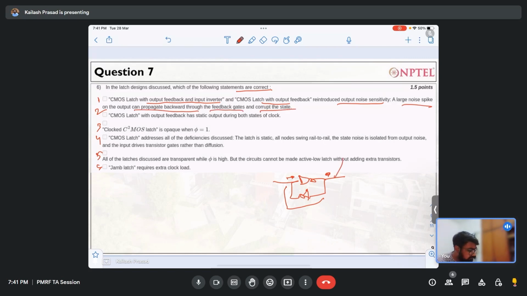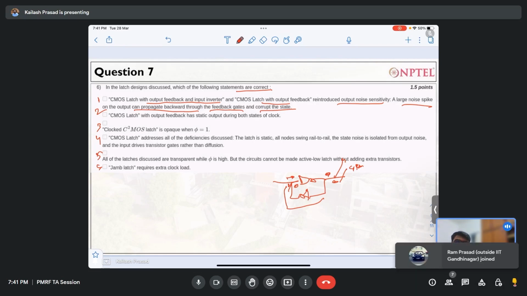If there is a very large noise, suppose the output is 0, and there is noise of 450 millivolt or 500 millivolt above threshold voltage, what will happen? It was earlier 1, and because of this noise, it can become 0. For latches, because it is a positive feedback, noise can actually corrupt the state. You have to keep that in mind, and this statement is correct.